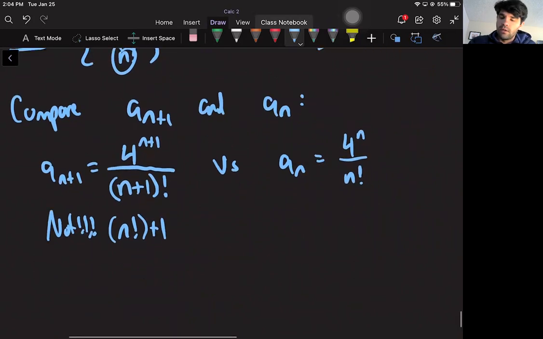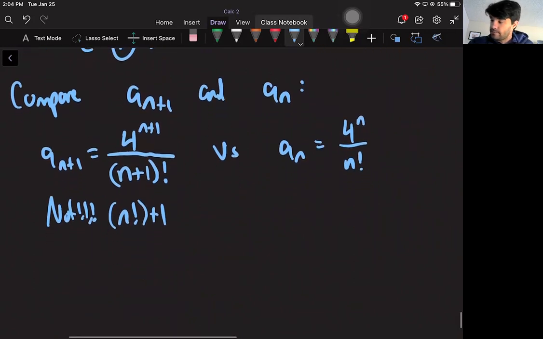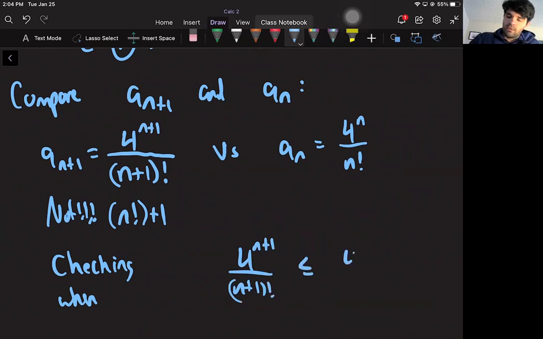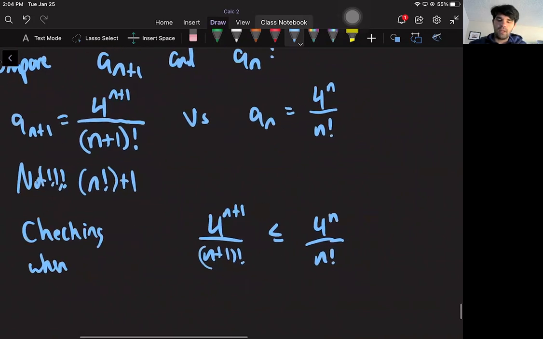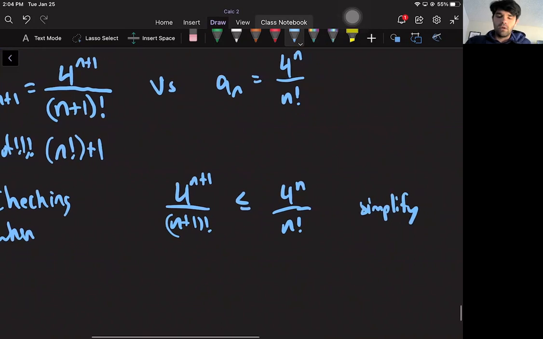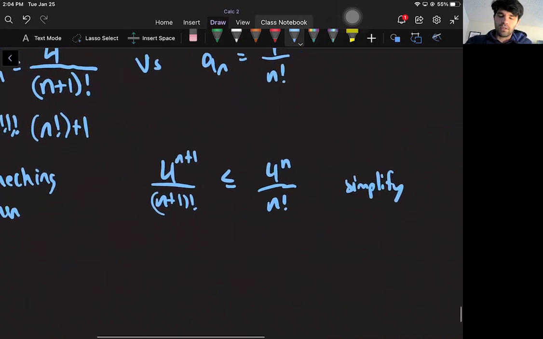So that's that. Okay, so now all we're really doing is checking when this one, the n plus 1th term, is less than or equal to the nth term by making it be less than or equal to, and then simplifying and seeing if we get some sort of constraint about when this is true. Okay, so let's simplify it.